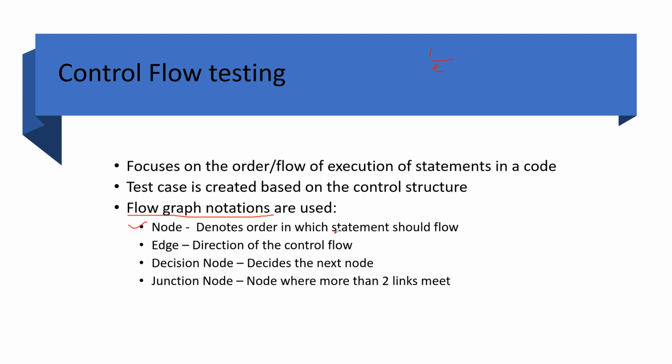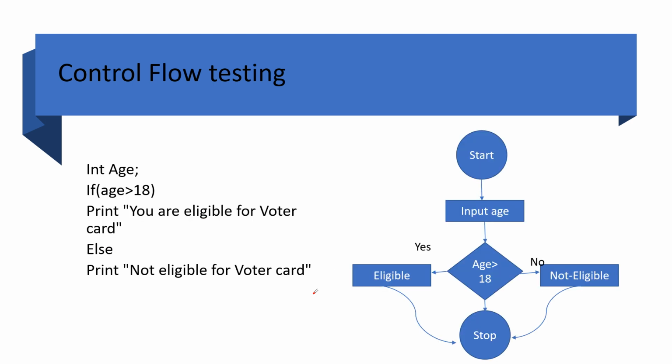So deciding that will be done in a node. And an edge is the direction of the control flow. I'll show you in the next example. Decision flow is which node should be picked up next. To decide that, we'll have a decision node. A junction node is where two or three controls go and meet. That will be called a junction node. I'll show you one by one.